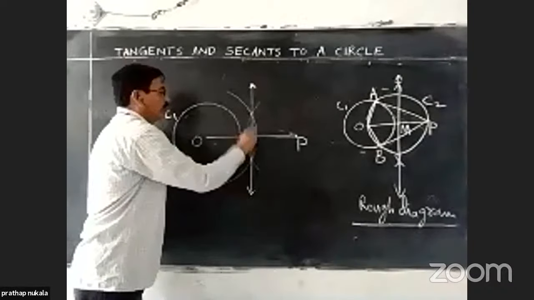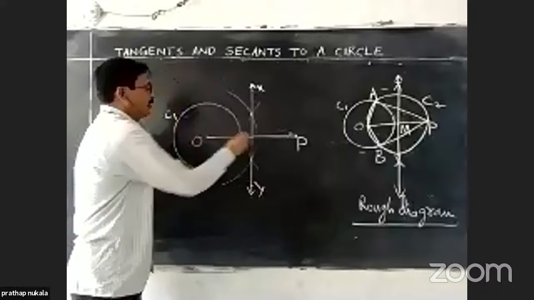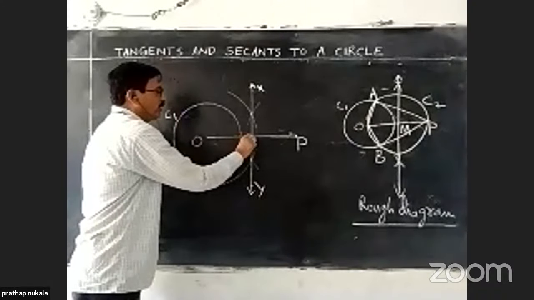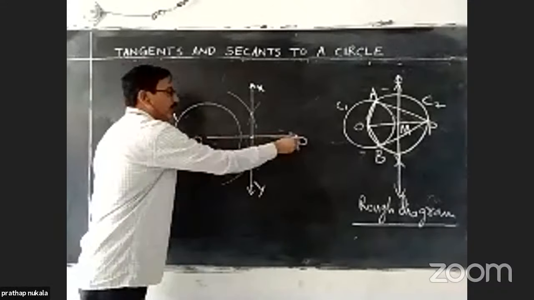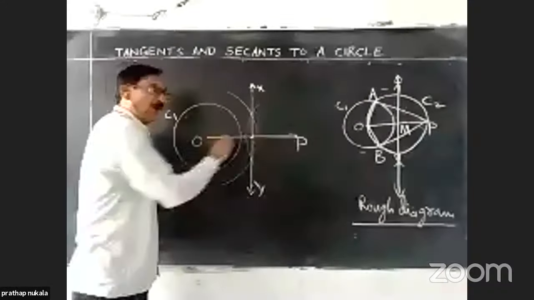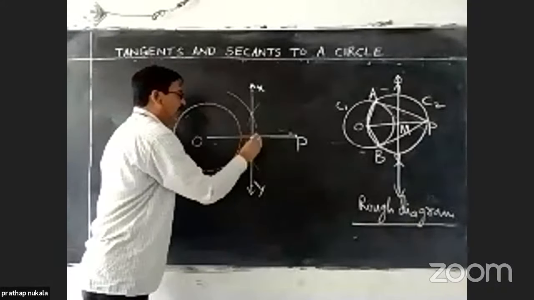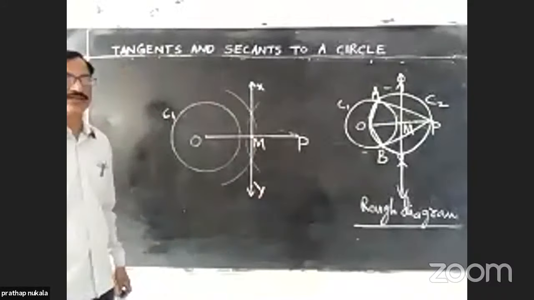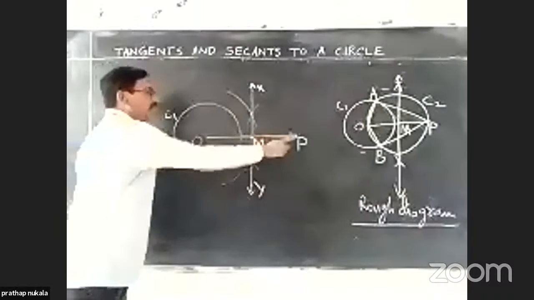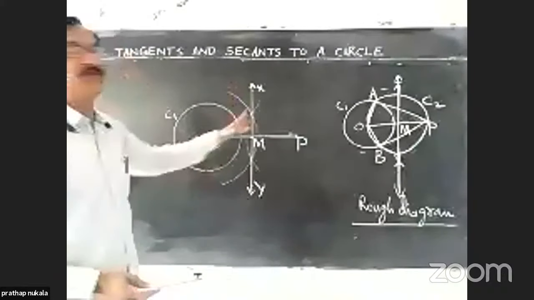Now, say XY. Now, what about this point? This must be the midpoint of OP. Midpoint, first letter is M. In general, we name it as M. The point M is the midpoint of OP. Definitely, M will be the midpoint of OP if we draw the perpendicular bisector of OP.